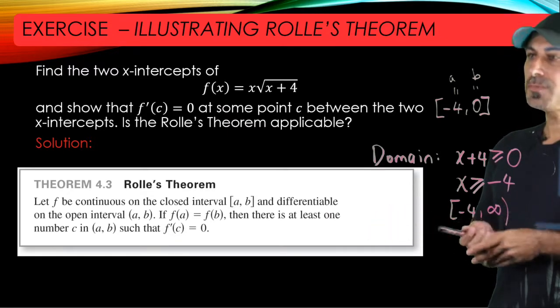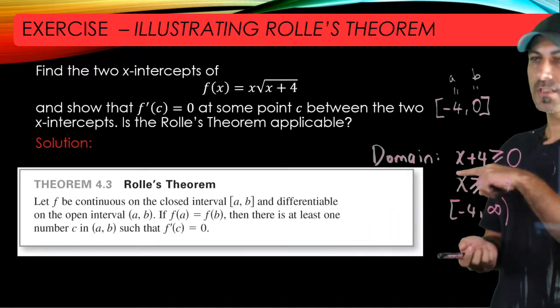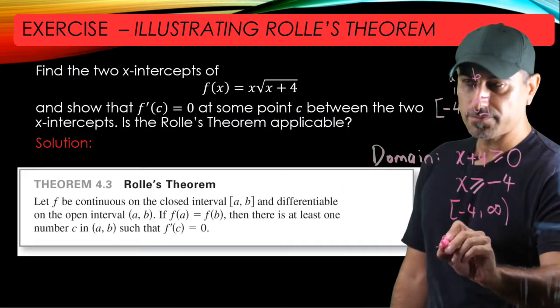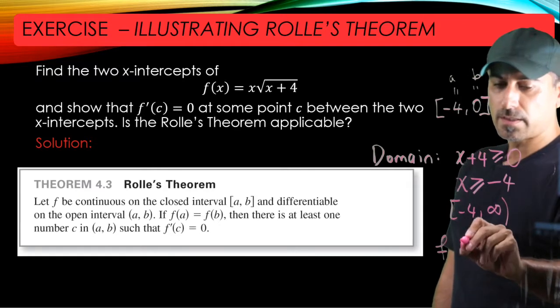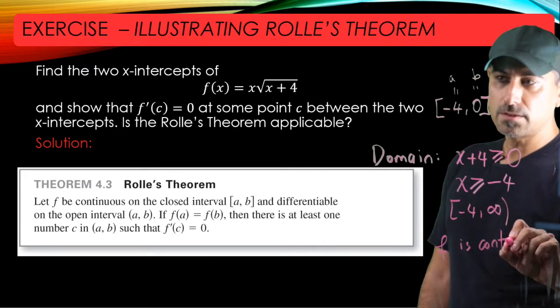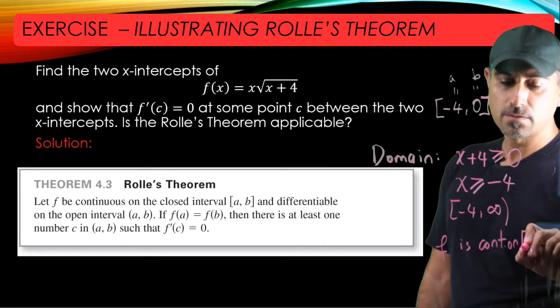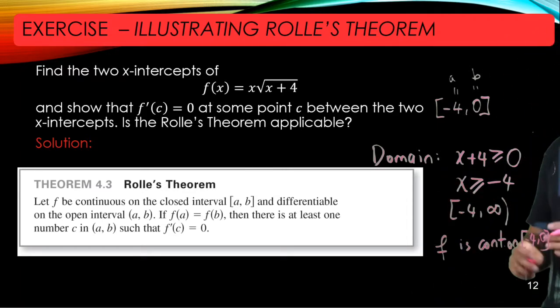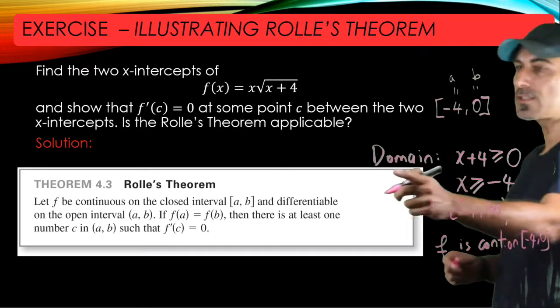F is continuous because if you want to graph this function, you can graph it without lifting your hand on this interval. So f is continuous on [-4, 0]. So the very first condition is satisfied.